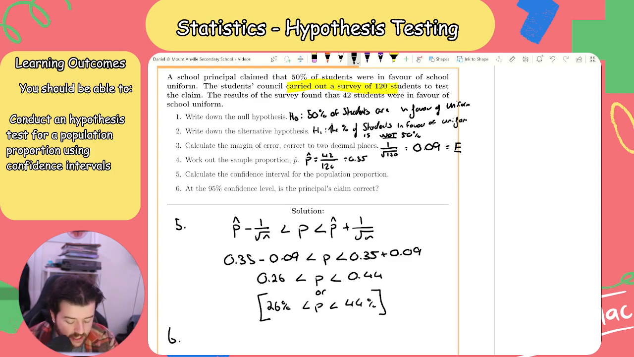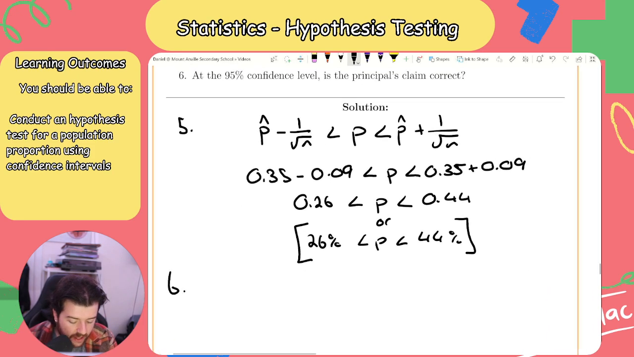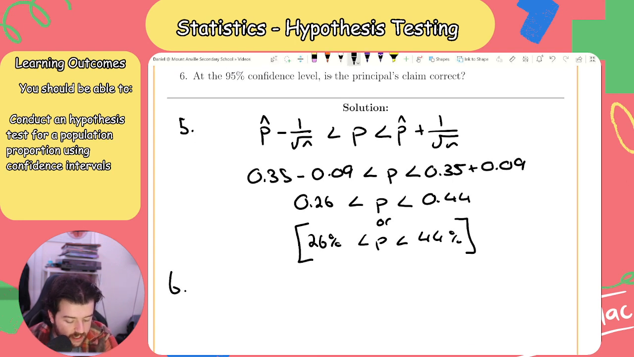So let's conduct a hypothesis test on this claim. At 95% confidence, is this principal's claim correct? So the principal claimed 50%. That was his claim. Is that correct? No, because it is not within this interval. 50% does not lie between 26 and 44.